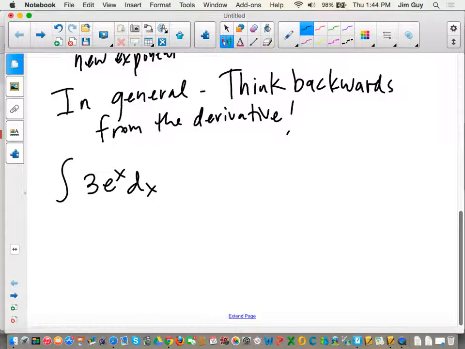It would be 3e to the x. Now, first of all, don't let that 3 bother you. What is that 3? Little brother. So you could rewrite it like this. If that's really bugging you, stick it outside and ignore it and just take the integral of what's left. The integral or antiderivative of e to the x is e to the x, and then stick the 3 back in when you're done. So it's 3e to the x plus c.